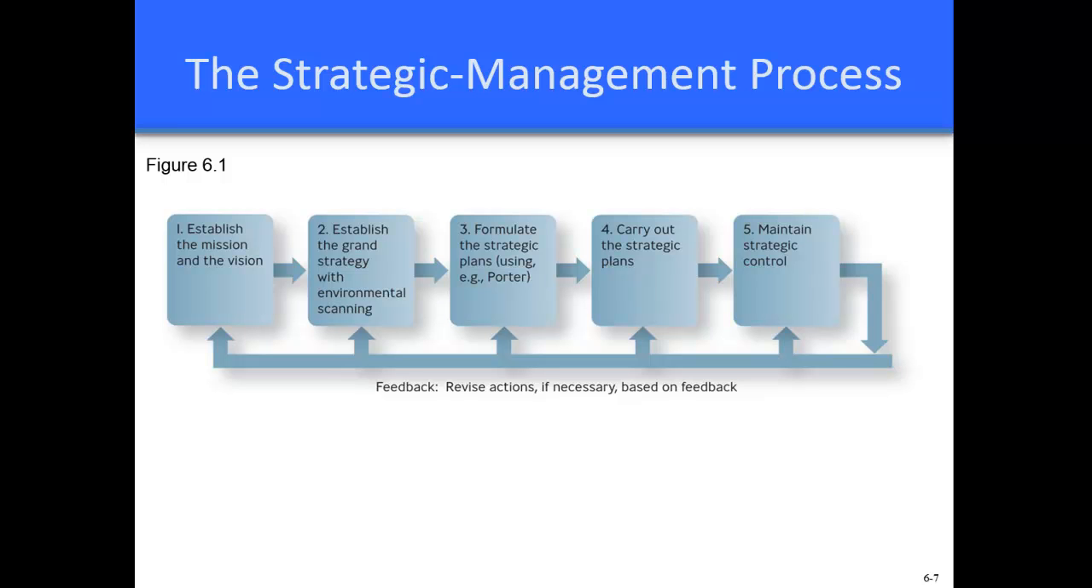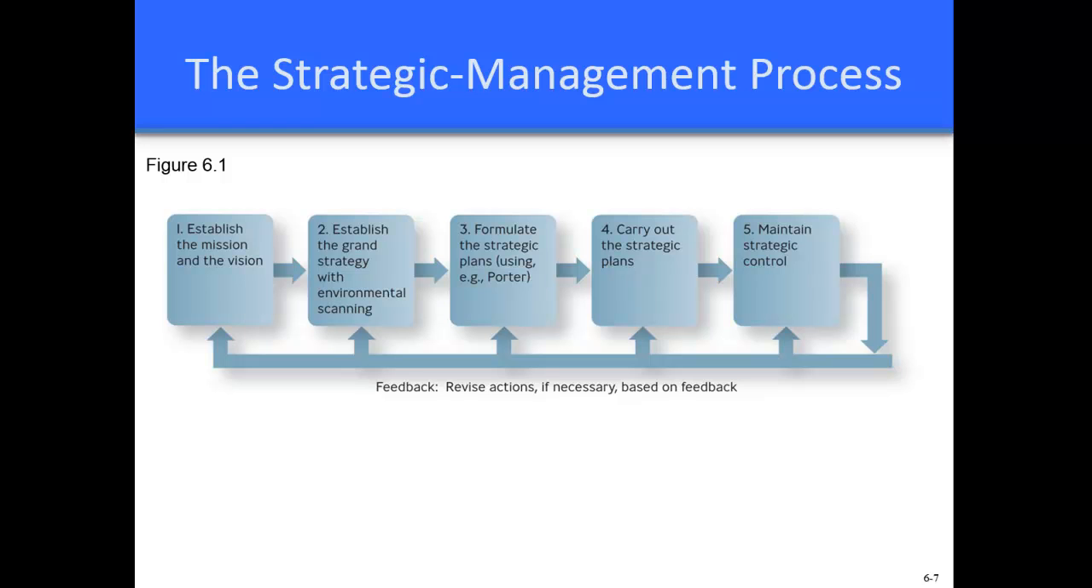So putting strategic plans into effect is strategy implementation. And implementation may mean overcoming resistance by those who feel threatened by the strategy. As we all know, some people tend to just naturally resist any type of change. And lastly, we see step 5, which is to maintain strategic control.